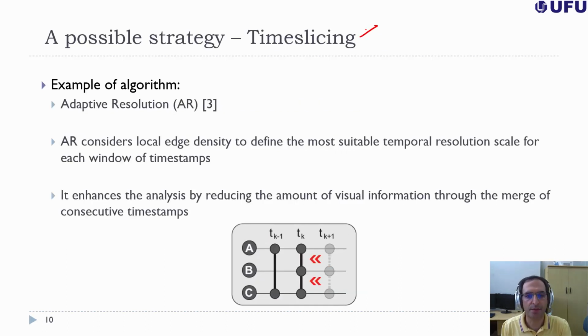The third strategy is Timeslicing, which means that we can change the temporal resolution of the network. The algorithm that we are using here is Adaptive Resolution, AR. AR considers local edge density to define the most suitable temporal resolution scale for each window of timestamps. It uses a sliding window to define the temporal resolution. It enhances the analysis by reducing the amount of visual information through the merge of consecutive timestamps. So the main idea is to merge consecutive timestamps so we can reduce the clutter of the visualization.